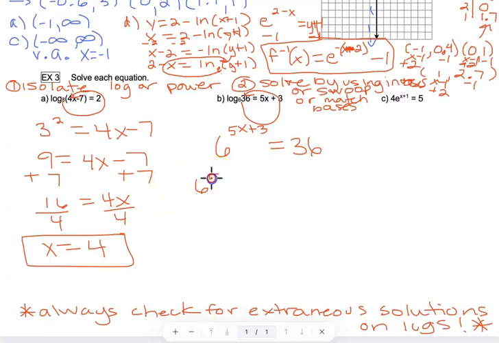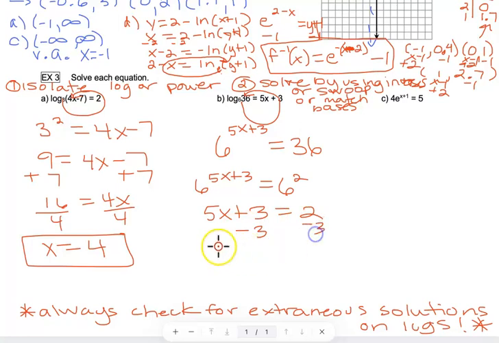So then, just like we did in the previous sections, I'm going to make the bases match because my variable was in the exponent. And so if I rewrite 36 as a power of 6, if the bases match, that means that I can drop the bases and set the exponents equal. So that gives me 5x equals -1, or x equals -1/5.